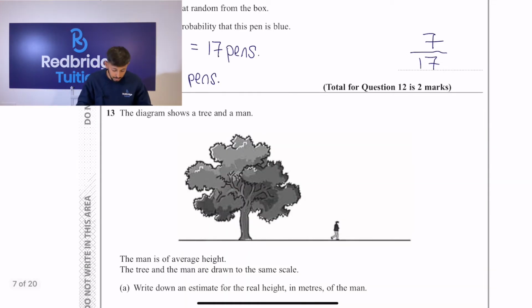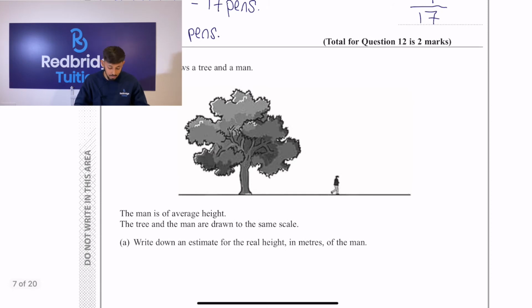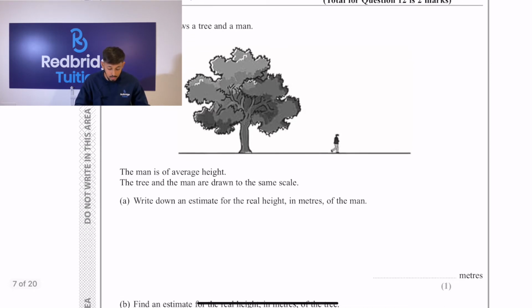Moving on to question number 13. The diagram shows a tree and a man. The man is of average height. The tree and the man are drawn to the same scale. Part A, write down an estimate for the real height in meters of the man.